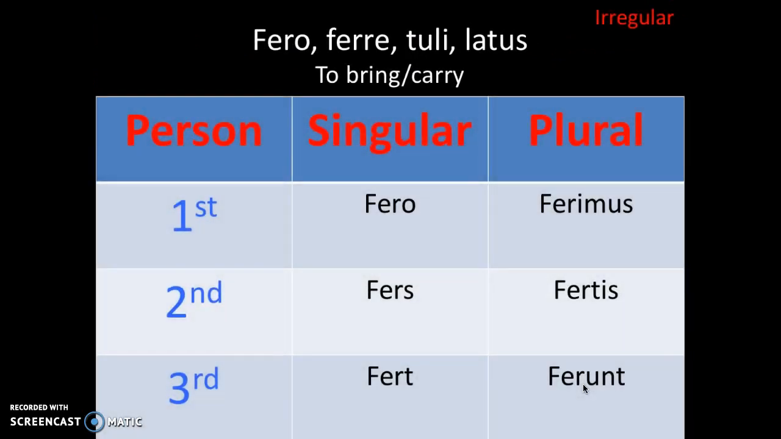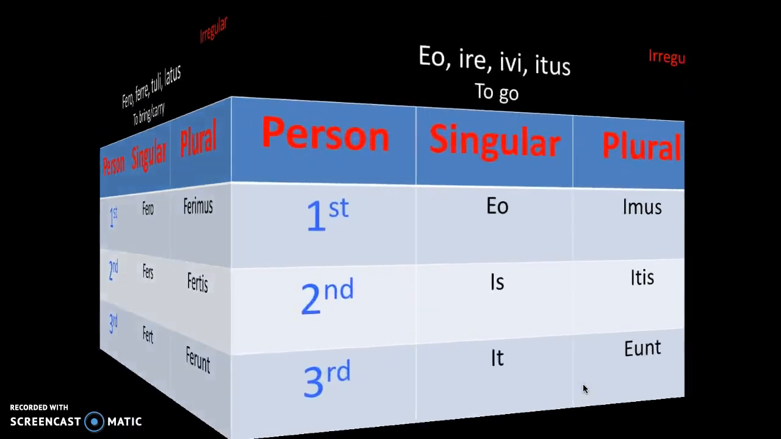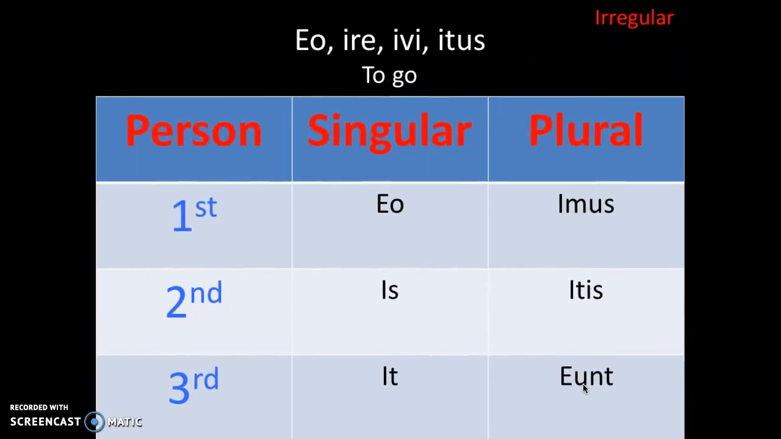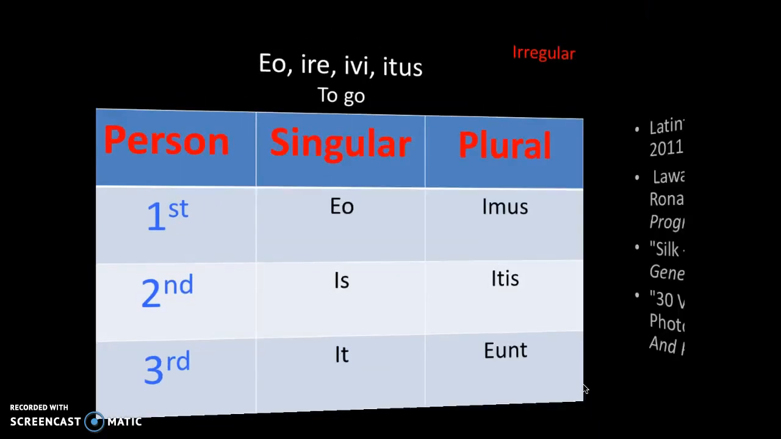Now another irregular verb is fero, ferre, tuli, latus, which means to bring or carry, which goes like fero, fers, fert, ferimus, fertis, ferunt. Now another irregular verb is eo, ire, ivi, itus, which means to go. This irregular verb goes like eo, is, it, imus, itis, eunt.